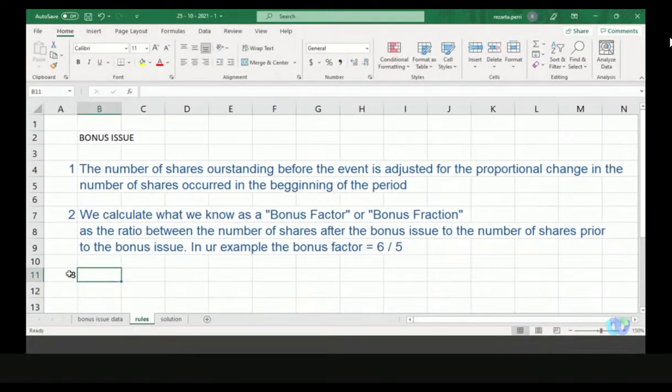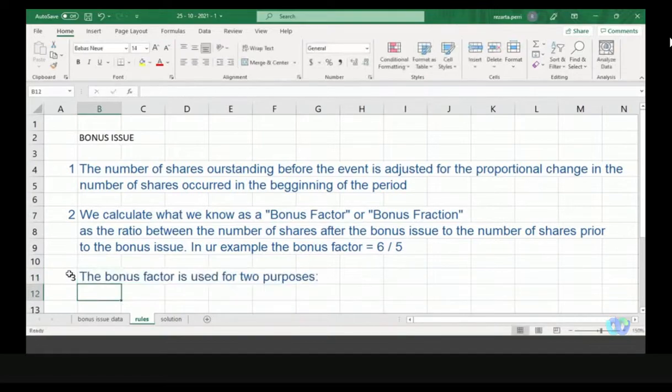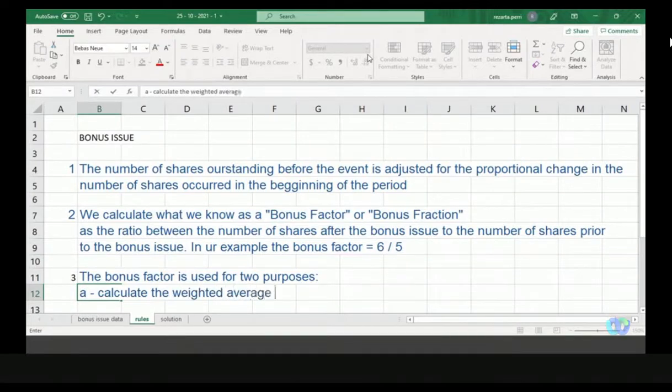And then the third rule that we have to keep in mind: this bonus factor, 6 to 5, is used for 2 purposes. The first purpose is that we need it to calculate the weighted average number of shares for the current year.